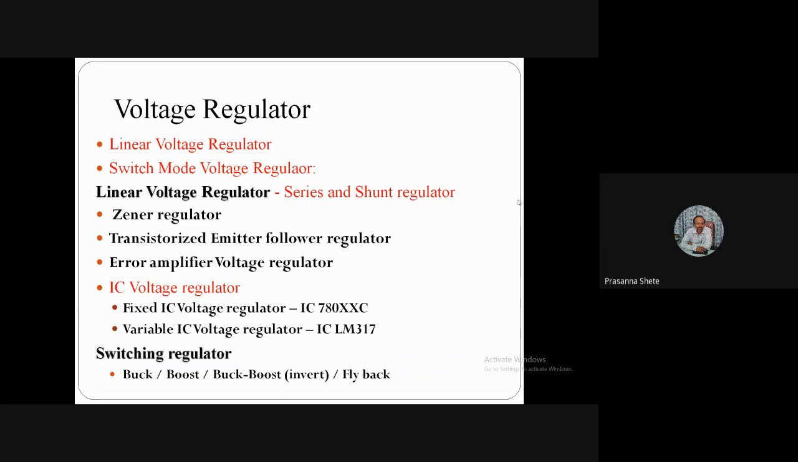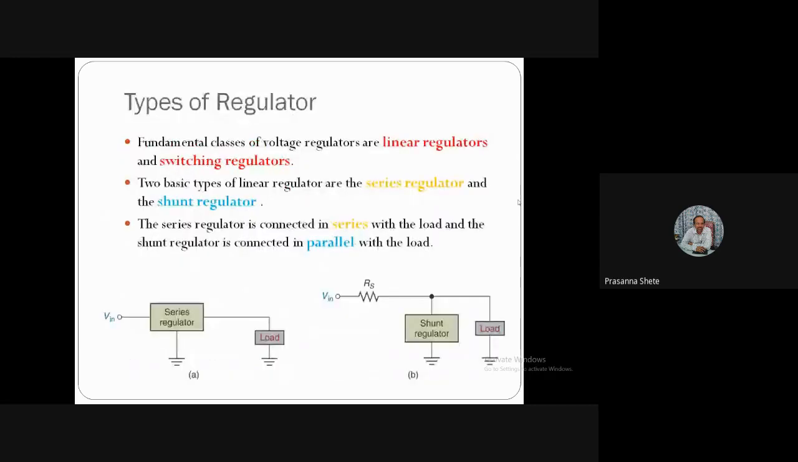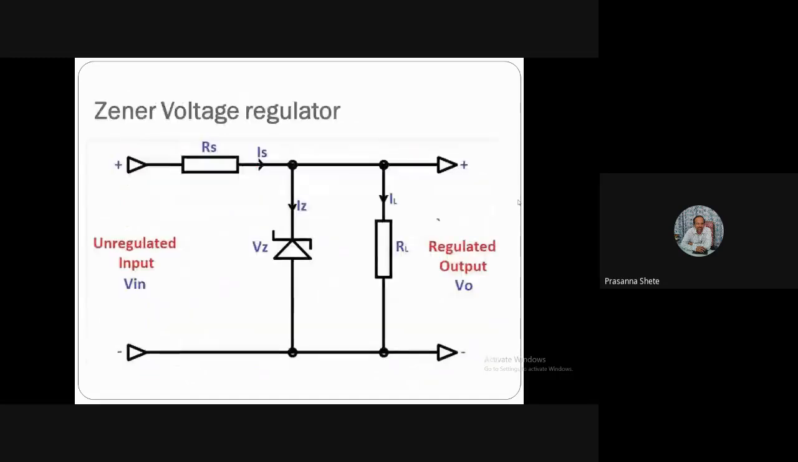Now let us see the different types of voltage regulator as we saw, the series regulator and the shunt regulator. As already discussed, series regulator means the series element is connected in series with the load. It is called a series voltage regulator. And if the series element is connected in shunt with the load, it is called a shunt voltage regulator, or it is also called a parallel voltage regulator.